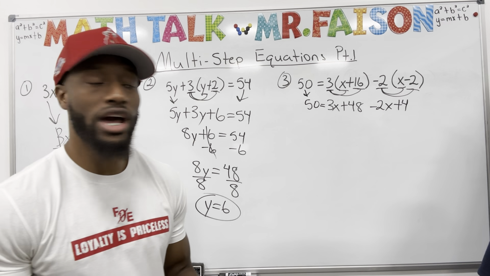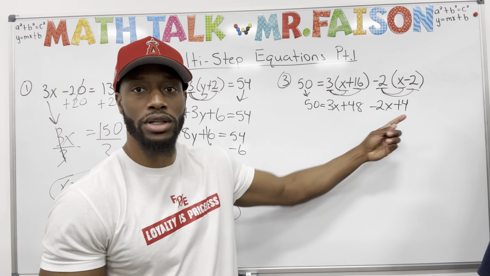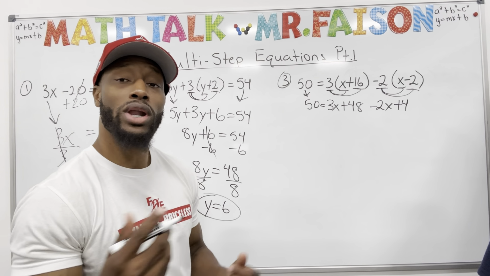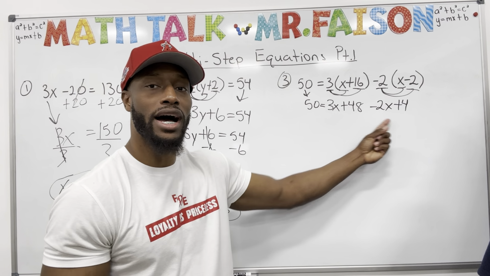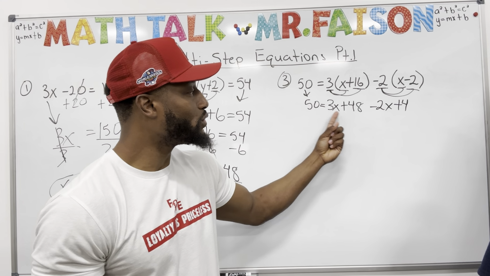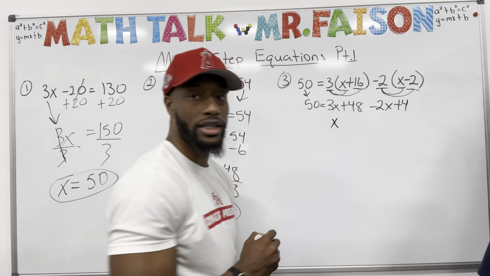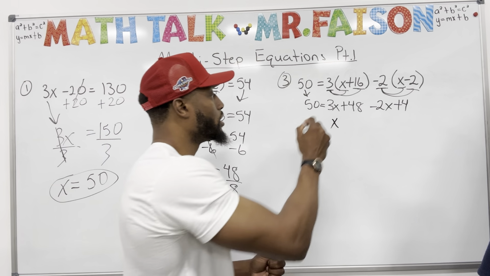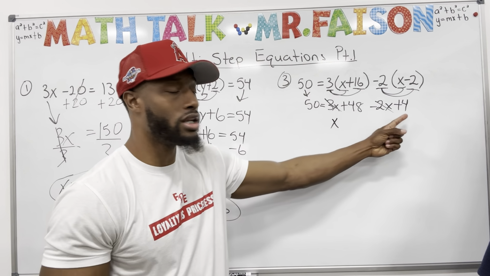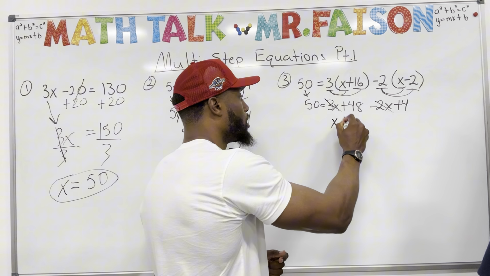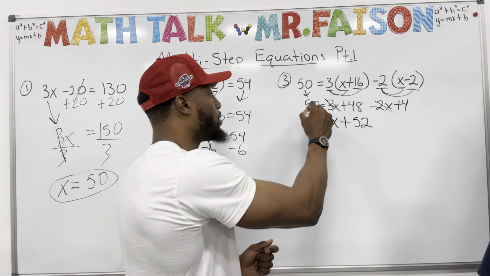So what I'm looking at now is 50 equals 3x plus 48 minus 2x plus 4. What I want to do now is look at this side of the equal sign and combine like terms. I have a 3x and a negative 2x. That's going to give me just x, or 1x, whichever one you prefer. So I can mark that out, I don't need that anymore. Now I also have a 48 and a 4. Those are like terms. It's 52. And now I bring the 50 down again.